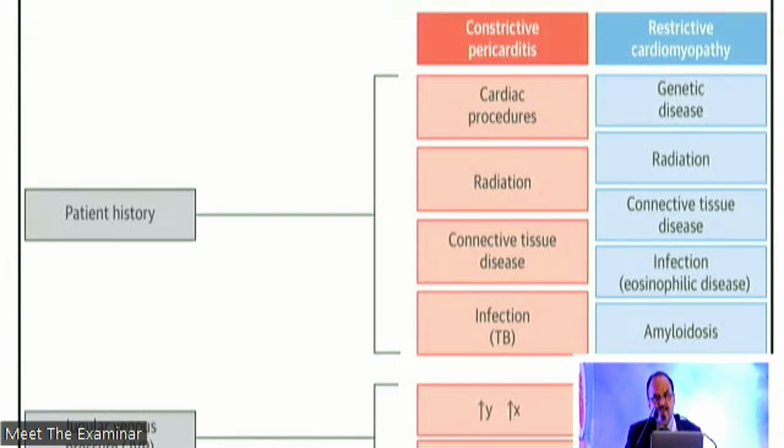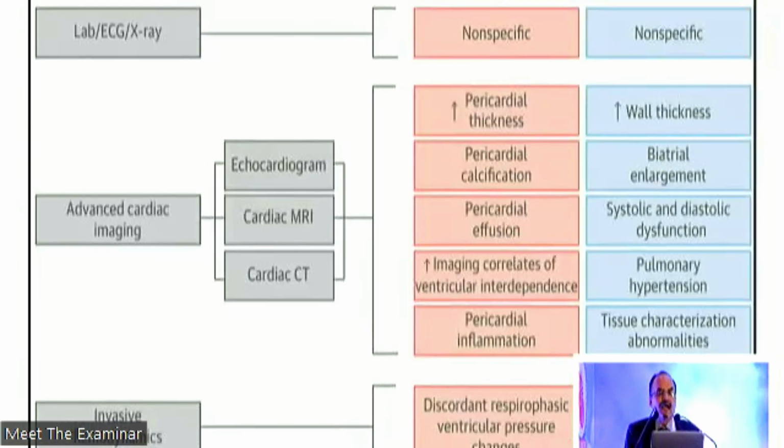In jugular venous pressure examination, we find both prominent Y and X in case of constrictive pericarditis, whereas Y is prominent only in case of restrictive cardiomyopathy. The X may be normal or it may even be diminished. Kussmaul's sign, as I said, is more importantly present in constrictive pericarditis, but it does not differentiate it from restrictive cardiomyopathy. As far as the lab, ECG and X-ray are concerned, I discussed all that.